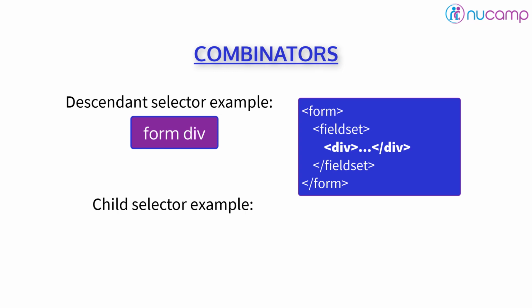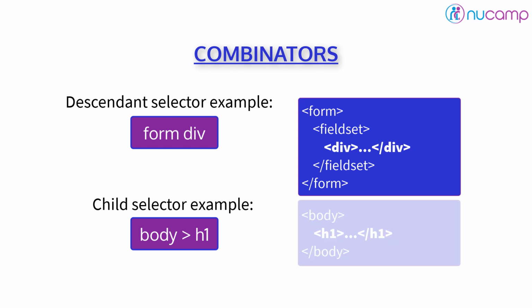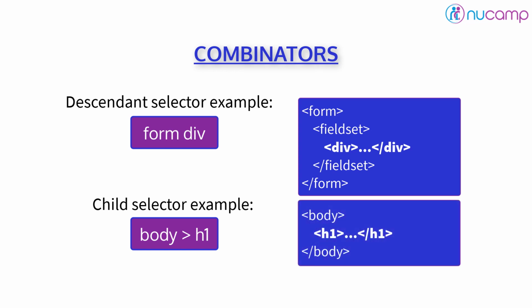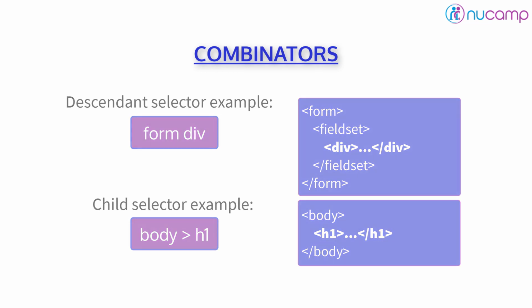For the child selector, use the greater than symbol. For example, this selector, body greater than h1, will only select h1 elements that are direct children of the body element. That is, there is no other level of nesting between the h1 and the body. It's not a grandchild or great-grandchild, it is a direct, immediate child.